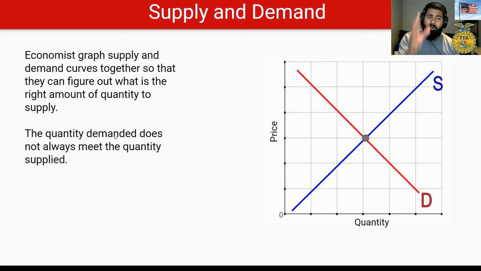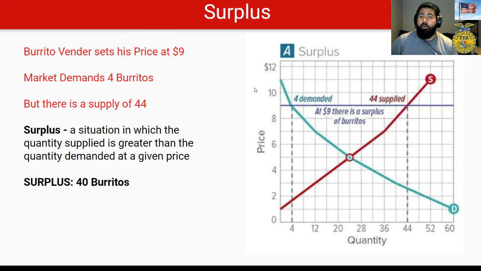So sometimes the quantity demanded does not meet supply, all right? And I'm going to show you the 2 scenarios that you need to know for that, okay? Here we go. So the first scenario is a surplus scenario, okay? So you might have heard the word surplus before, right? Surplus, essentially what it means is that it is extra products that have been produced, okay?